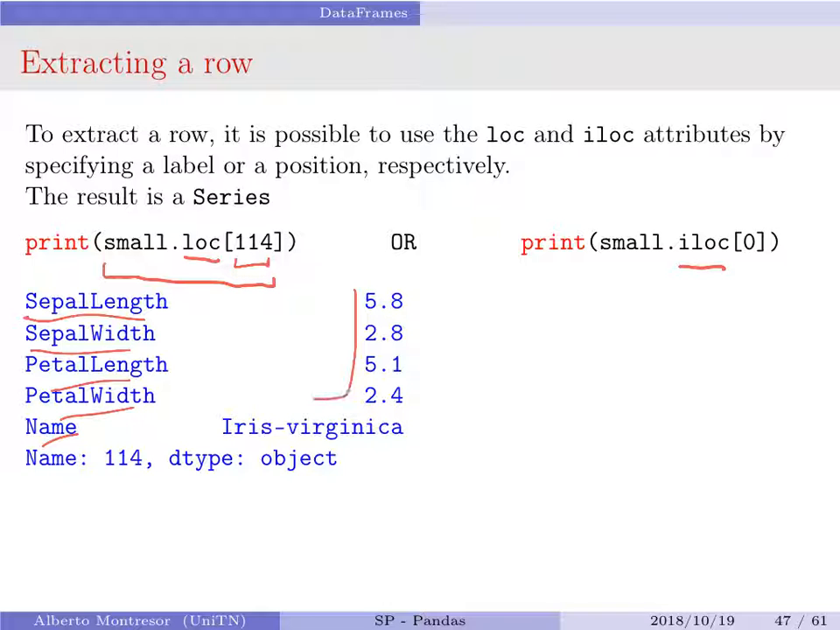And then you get all the values. So actually what you got is a reading as a series of the first row, or the row whose label is 114. The same you can get from iloc 0, because this 0 means the first row.